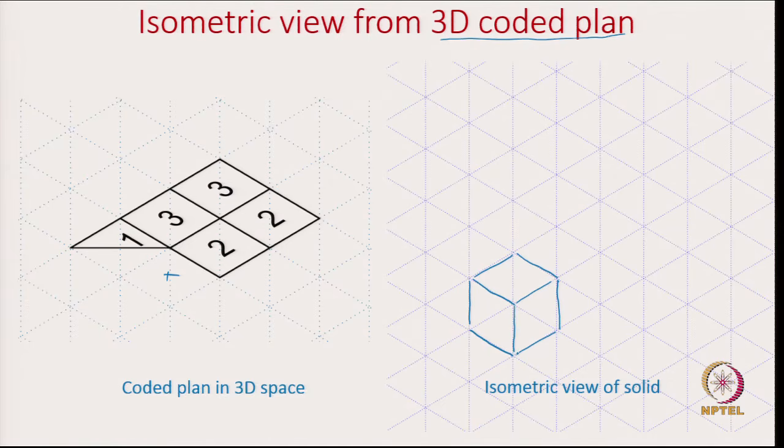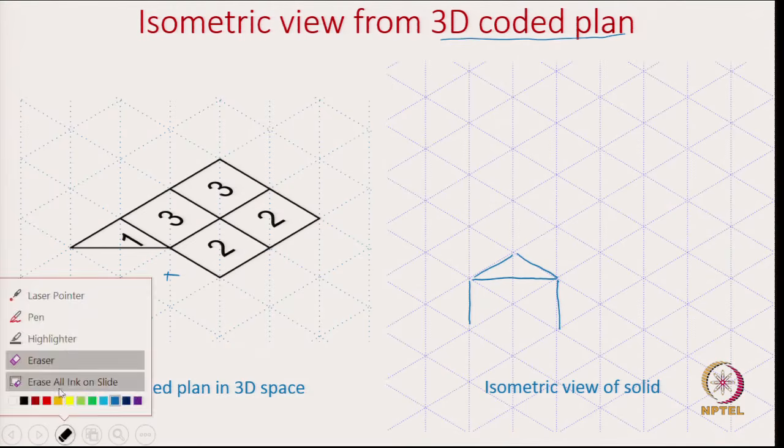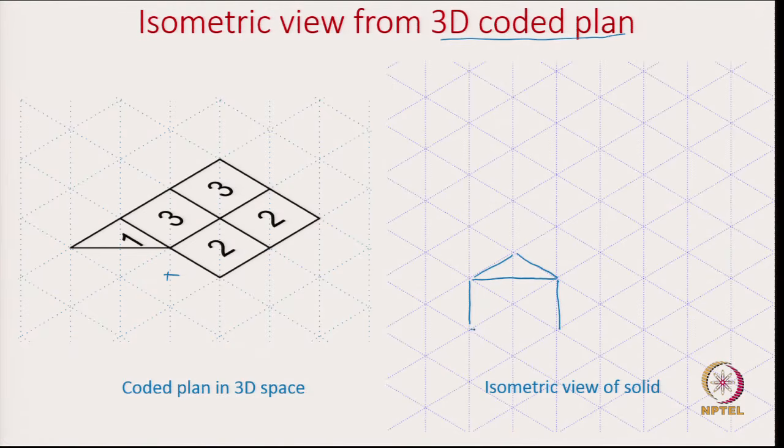Okay. Now, let us try to cut this part according to the drawing. So, the way to cut it is we have a diagonal here. Once you cut it, this front end needs to be removed, which means all these lines have to be removed. So, let us remove these lines. And then draw this extra inclined line. Okay. So, now we got this half cube as per the coded plan.